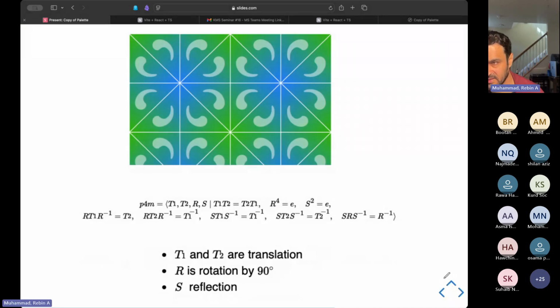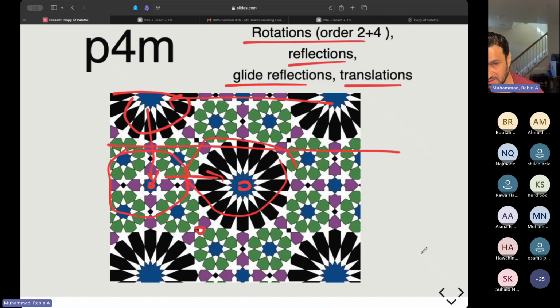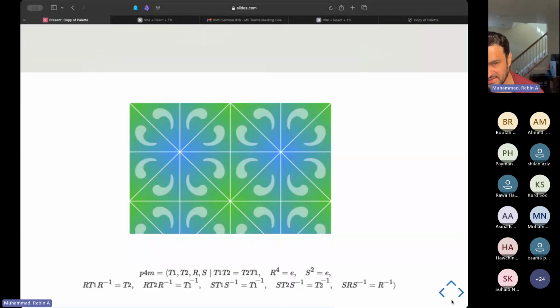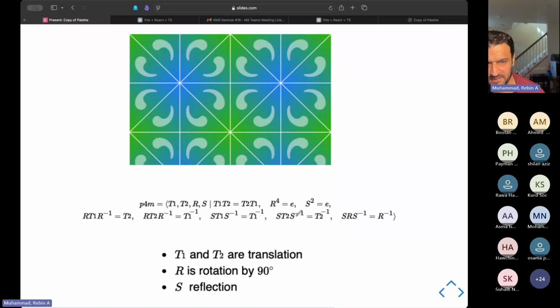Okay, now if you want a little math, let's talk a little math here. This is a simpler example for P4M. P4M is the one that is very famous everywhere. You see it in restaurants, in mosques, in other places.